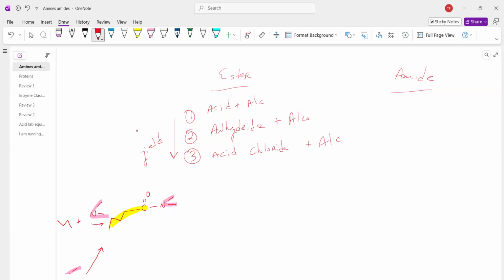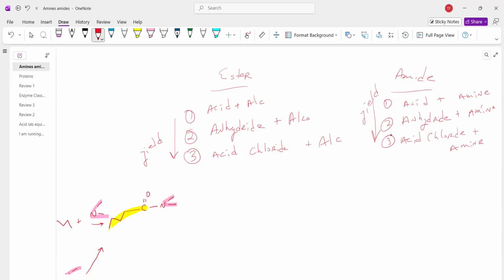Okay, with amides, theoretically, we can have the acid plus the amine, the anhydride plus the amine, and the acid chloride. Very similar to esters, except for one problem. The acid, same thing, the yield.